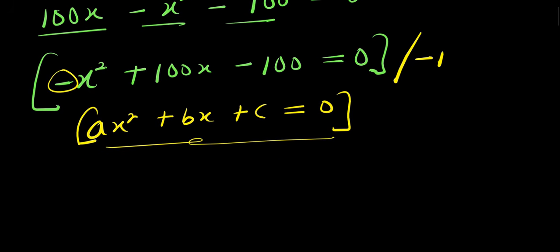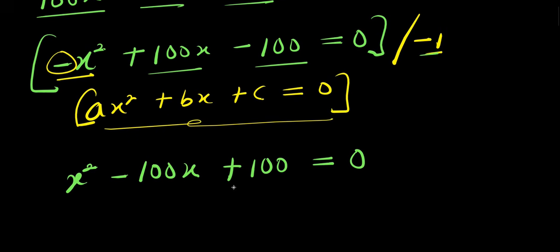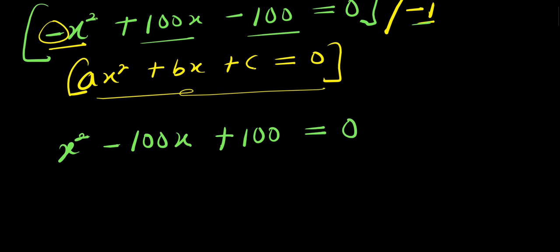So what happens here is that this divides -1. So we have positive x squared. This divides -1 again. We have minus 100x. This divides -1. We have plus 100. And this equals 0 divided by -1 is 0. So we can then solve this because this is positive and this is positive. So we solve this using the formula method.